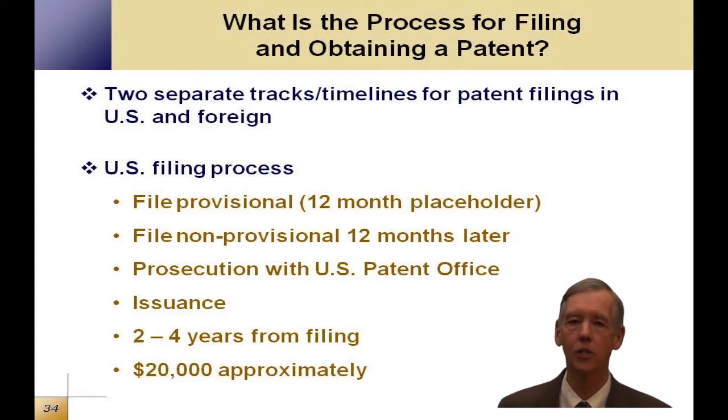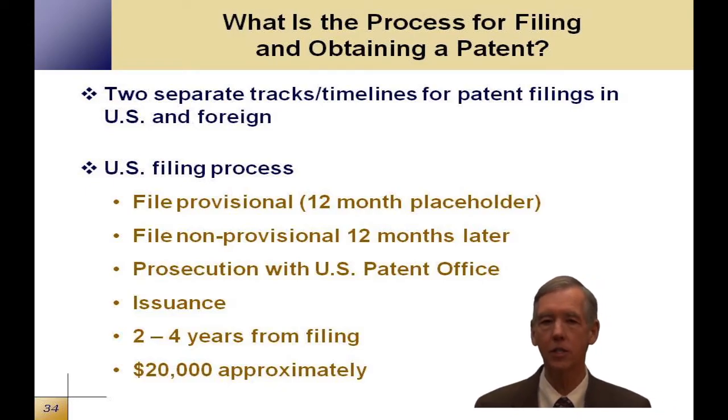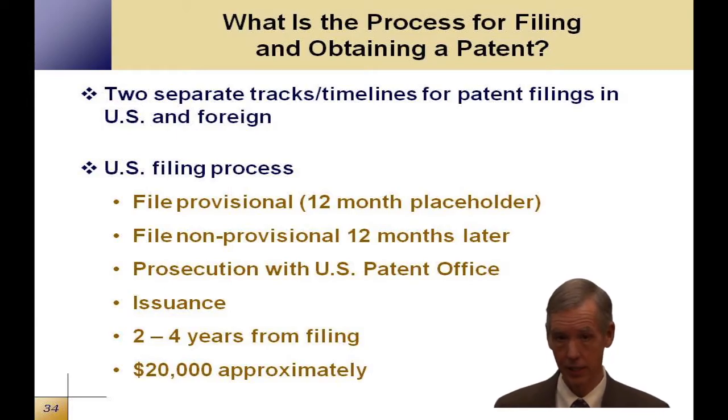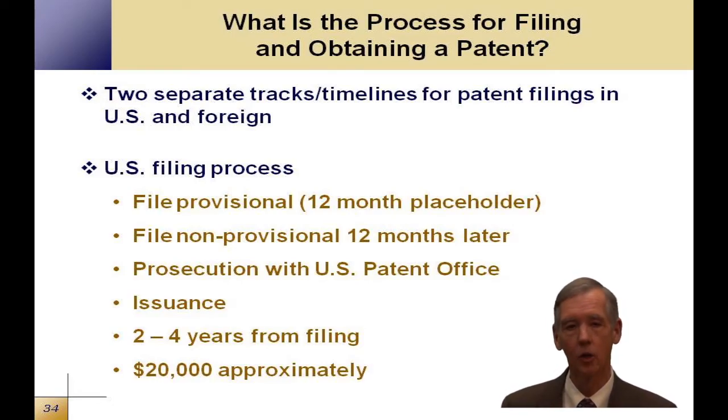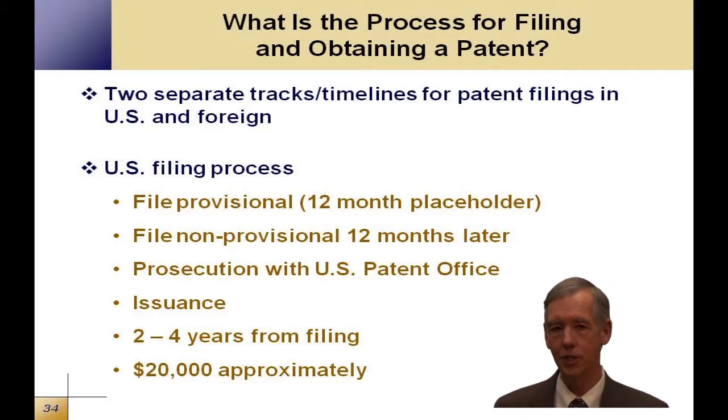If someone else publishes later on the same invention or something related, then this filing date allows the applicant to overcome that other publication. But the Patent Office does not pick up this patent application at all until the 12-month mark. So the 12-month mark is the next decision, whether to file it again in the form of what's called a non-provisional patent application.